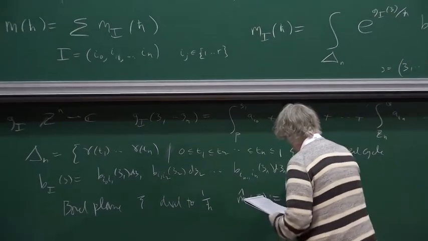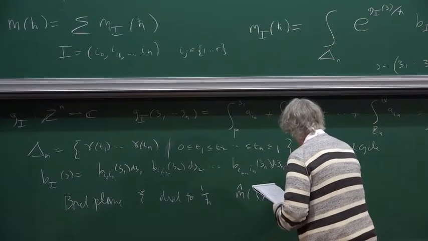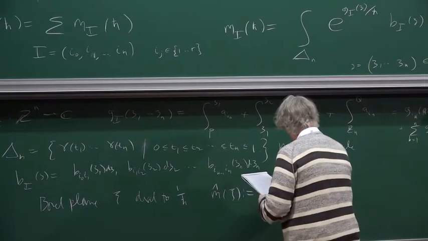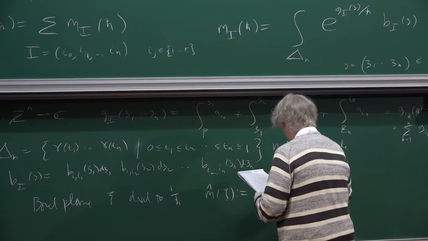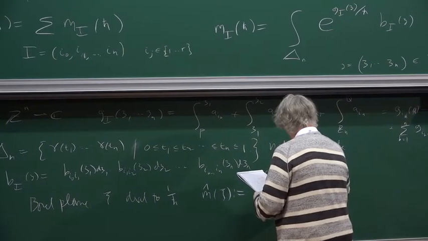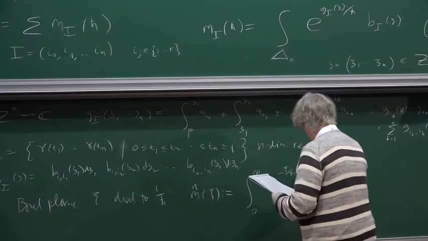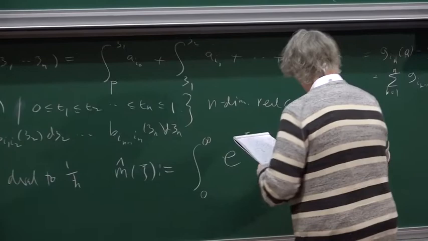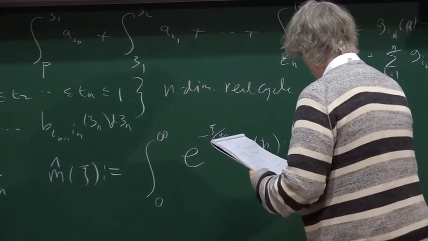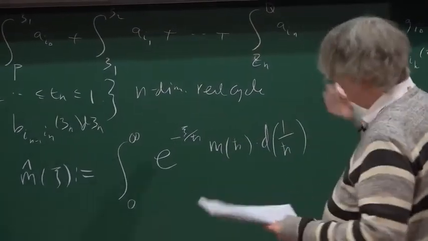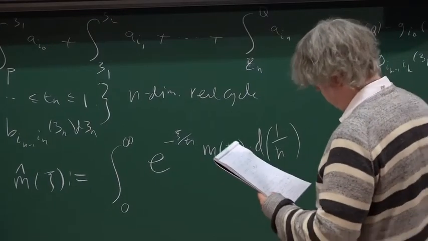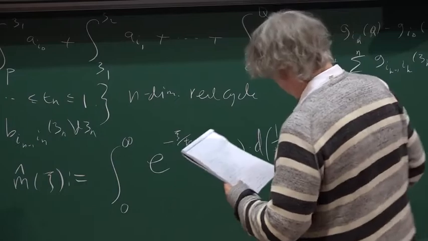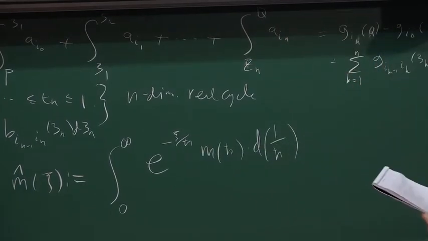So we can make the following integral from 0 to infinity of e to the minus c over h bar times m of h bar times d of, so I'm sorry about this, but this is d of 1 over h bar. If we wanted to do d h bar, there's a factor of h bar in there somewhere. As I said, I was really thinking in terms of the parameter 1 over h bar.